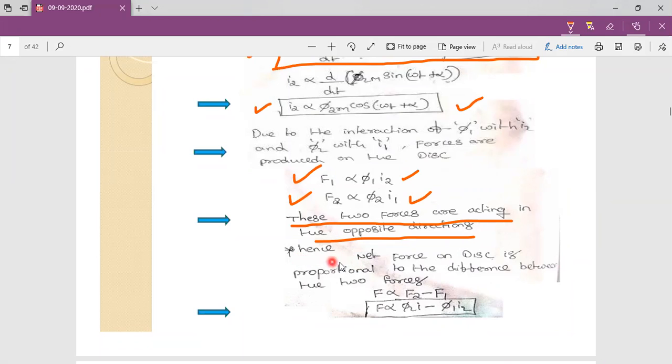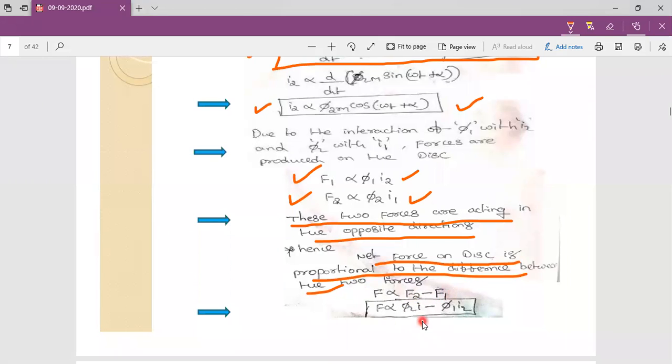Okay, try it. Hence the net force on the disk is proportional to the difference between the two forces. Here two forces are developed, and these two forces are opposite to each other. The net torque on the disk is equal to the difference between these two forces. So I write, the net force on the disk is directly proportional to F2 minus F1. Net force is equal to F2 minus F1. Because of this net force only, the disk is going to rotate.